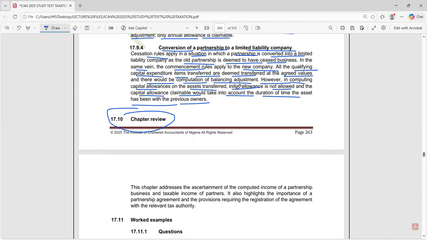So we will not calculate initial allowance any longer. We'll just go ahead, but we are still going to calculate based on the number of years that we have also used the asset when we were under partnership. There are the remaining years of the asset that we're going to start using going forward. So that is all.